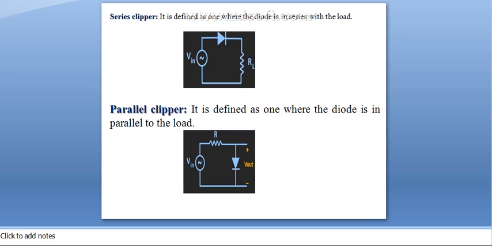Here the half wave rectifier circuit is similar to a series clipper circuit. See this circuit diagram, it looks like a half wave rectifier circuit. If the diode is in series, the clipper circuit is in forward biased condition. The output waveform at the load follows the input waveform. So in this half wave rectifier, the output waveform follows the input waveform.